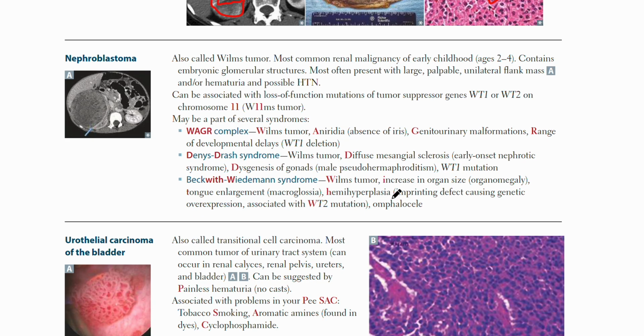Let's talk about nephroblastoma. Nephroblastoma is also called Wilm's tumor. This is the tumor of childhood and the most common renal malignancy of early childhood, as I have talked earlier, and it is most commonly found in people with age 2 to 4. It contains embryonic glomerular structures, most often presenting with a large palpable unilateral flank mass.